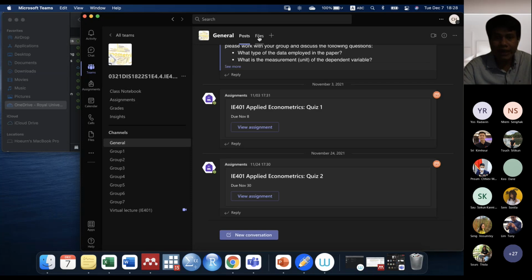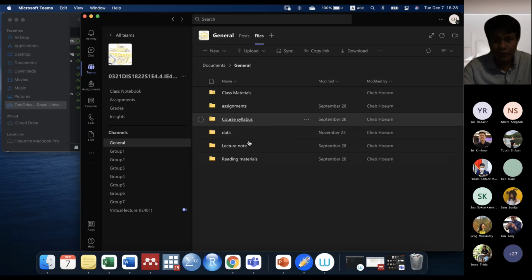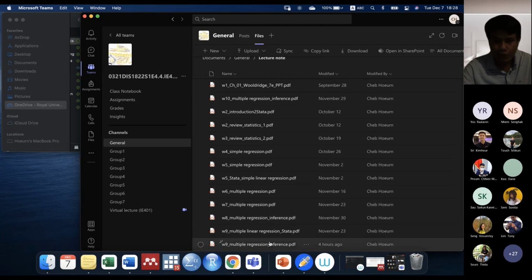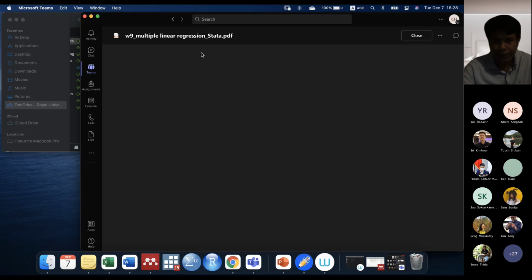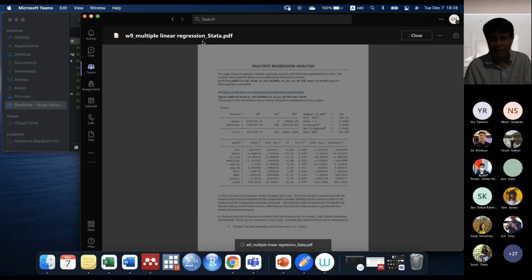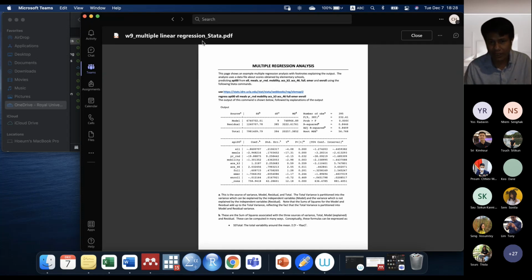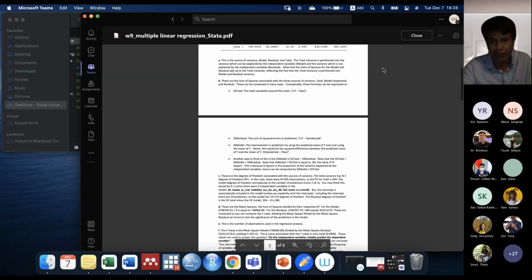So class, you can download the hands-on exercise file from the lecture note. From the lecture note, week 9 data, this file: week 9 multiple linear regression data. This is the file that I am going to use to explain next. We go into detail with this file.